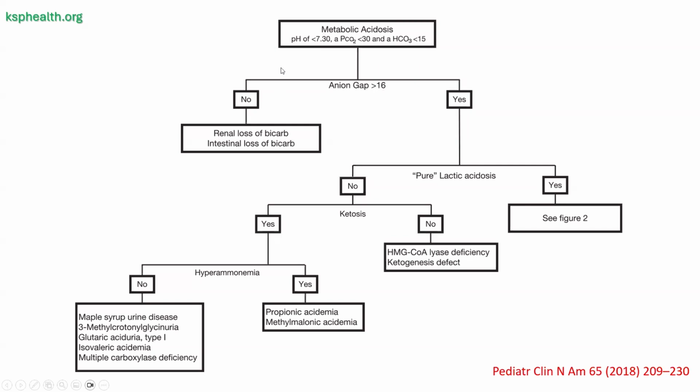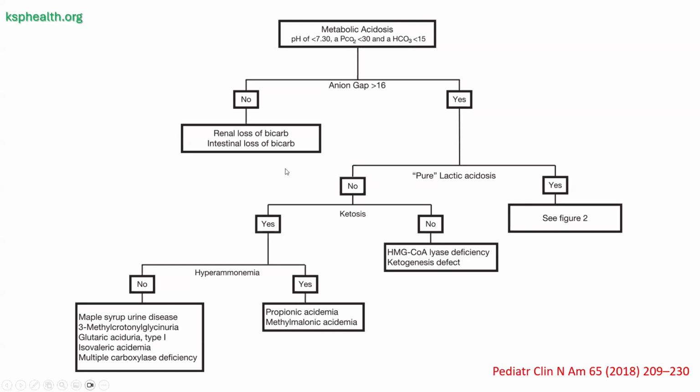If the anion gap is normal, it's most likely we are dealing with either renal loss, RTA, or GI loss. If there is a high anion gap acidosis, again, check the lactate level. If the lactate is high, we are going to talk about that in the next slide. If the lactate is normal with a high anion gap, check ketones and ammonia levels. If the ketones are negative with a high anion gap acidosis, most likely you are dealing with HMG-CoA lyase deficiency or a ketogenesis defect.